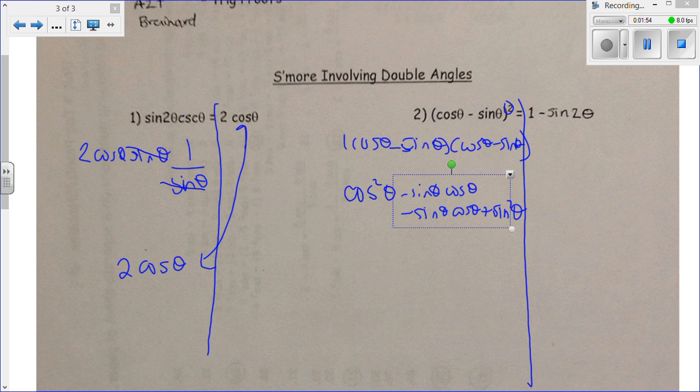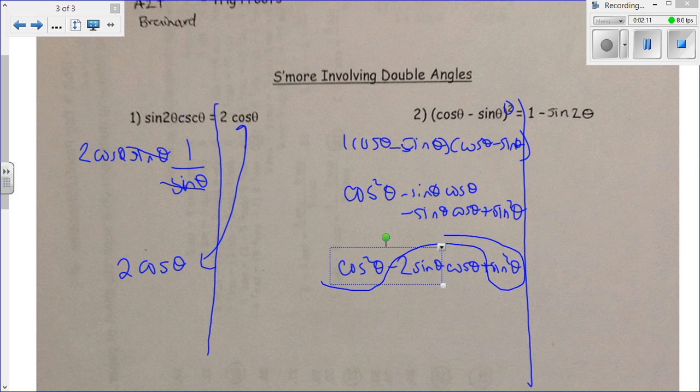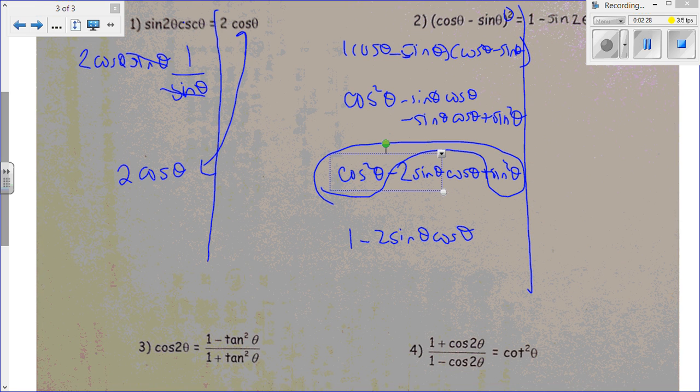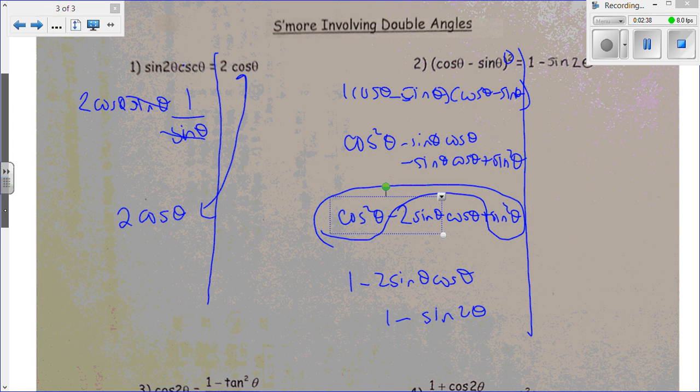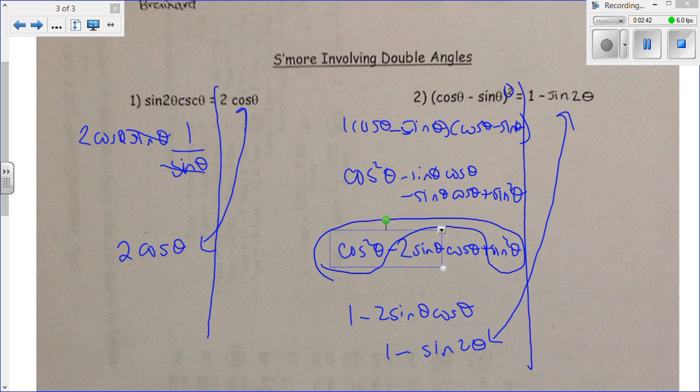So when I combine like terms, I have cosine squared theta minus 2 sine theta cosine theta plus sine squared theta. Now if I do a little bit of rearranging here, I have cosine squared theta plus sine squared theta, and I get 1 when I add those together, minus 2 sine theta cosine theta. And I'm very close to what I need, because 2 sine theta cosine theta is sine 2 theta, so it's 1 minus sine 2 theta. So now I match.